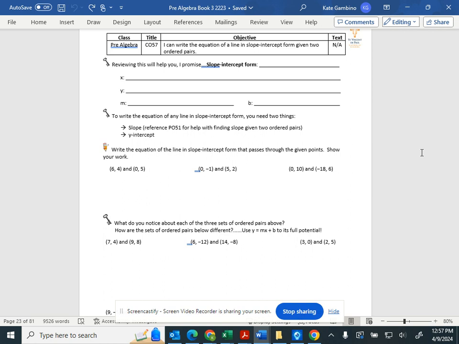So we're going to review all of our different parts. We need to write this down. Why are we writing it on every single objective? Because it's that important. So slope-intercept form, everybody say it.